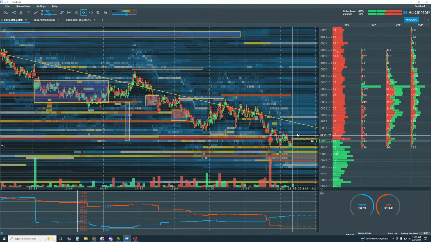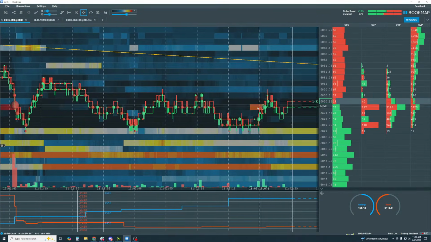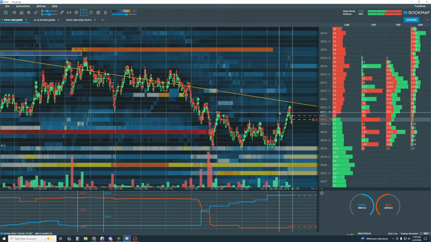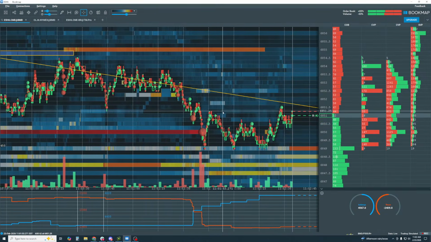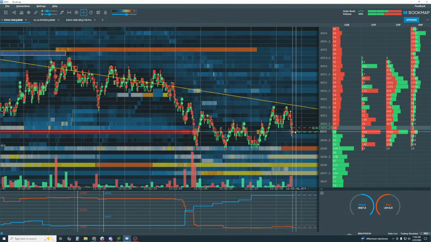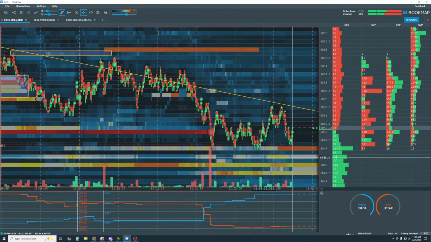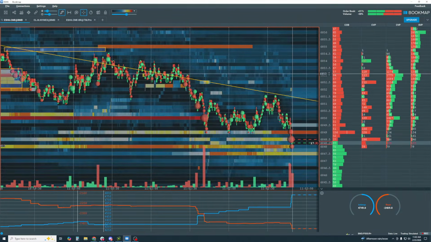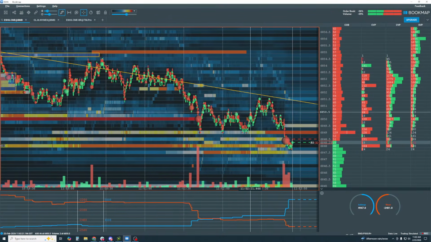Still more sellers. Okay, this is where it gets interesting here. Some sellers here on the offer. Buyers took them on and now we're above it. All right, now let's see if we can break a small structure and we get more buyers, maybe bidding up at a higher level. Again, we're just understanding the auction here. Where are they bidding? Where are they offering? And who's taking the trade?